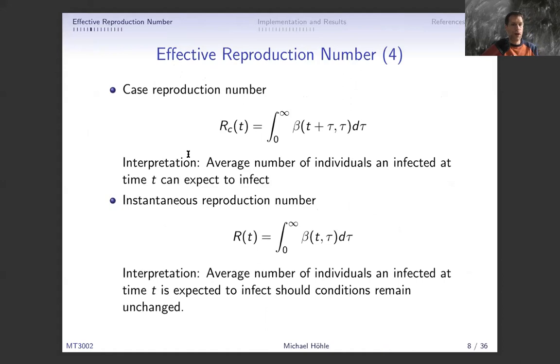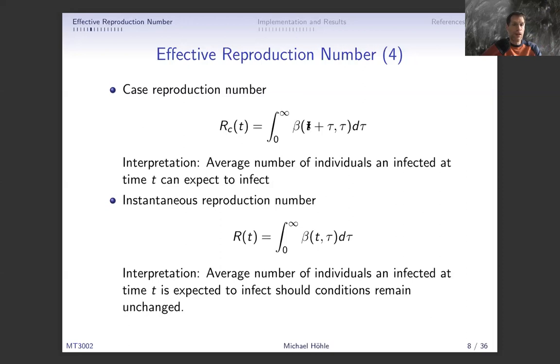He introduces two concepts of what could be a possible reproduction number. First is the so-called case reproduction number, which is more or less what I explained initially with the offspring. We look at our transmissibility function, and then we simply say, given a particular time t, what will happen in the future for this individual? How many offspring will they produce?